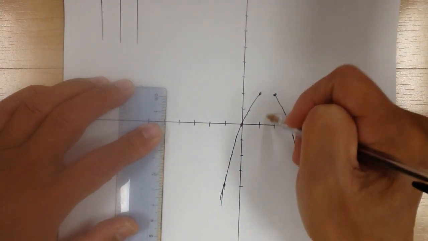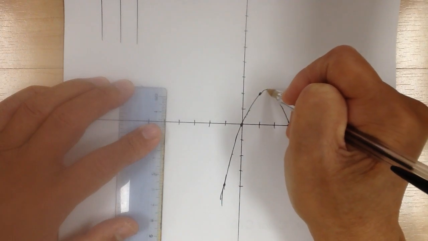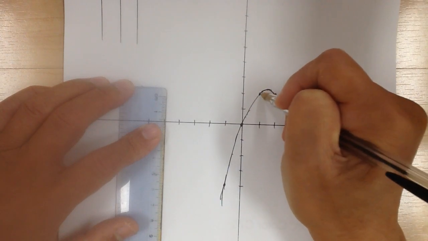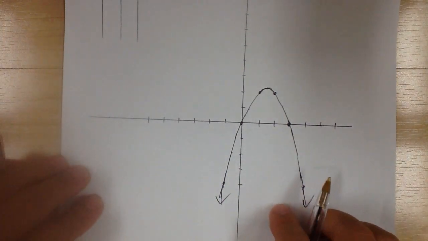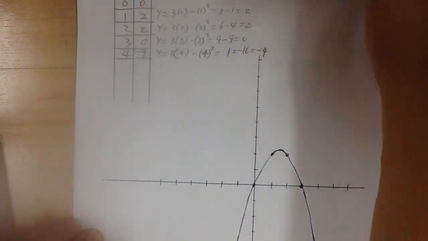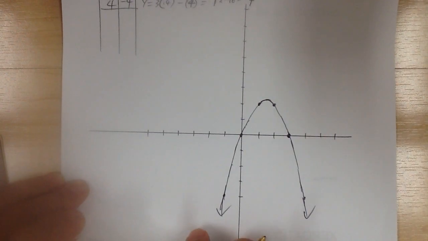Okay, so this point is not giving, but it's going to be a little bit higher, and it's going to be like this. And so that would be your graph. So you can just plot the points on here, and that's it. Okay, let's go to the next one.